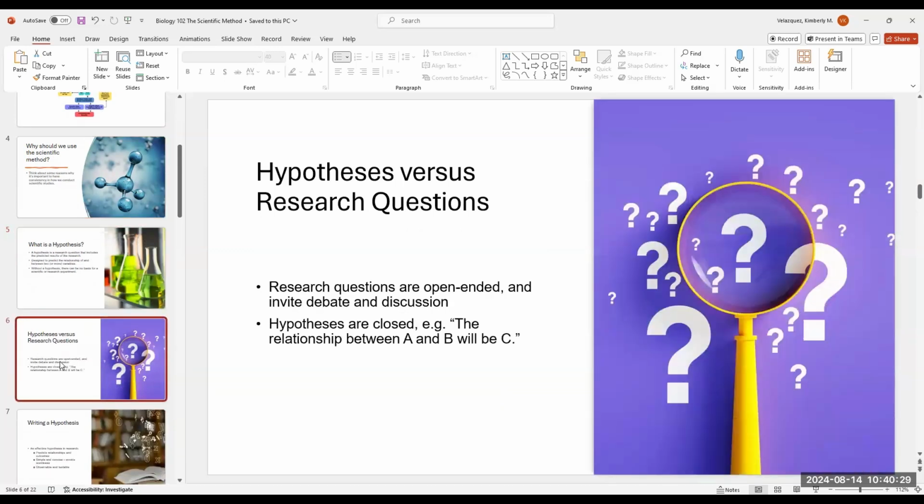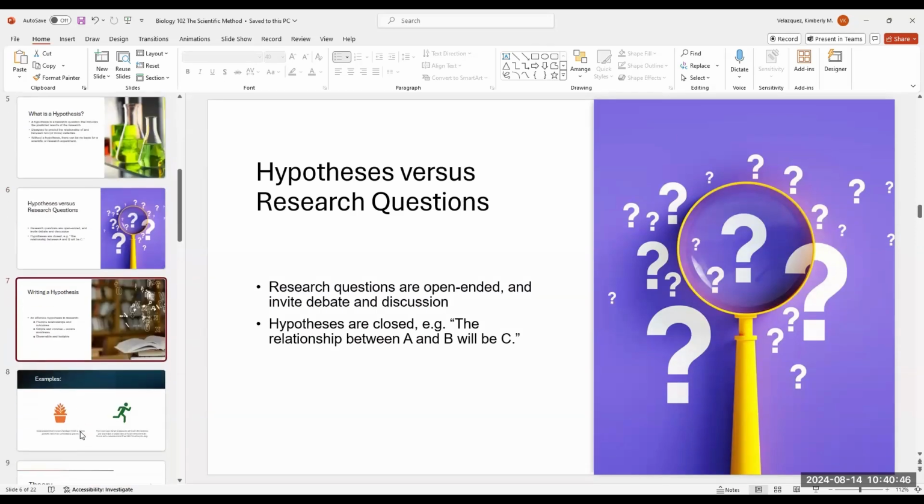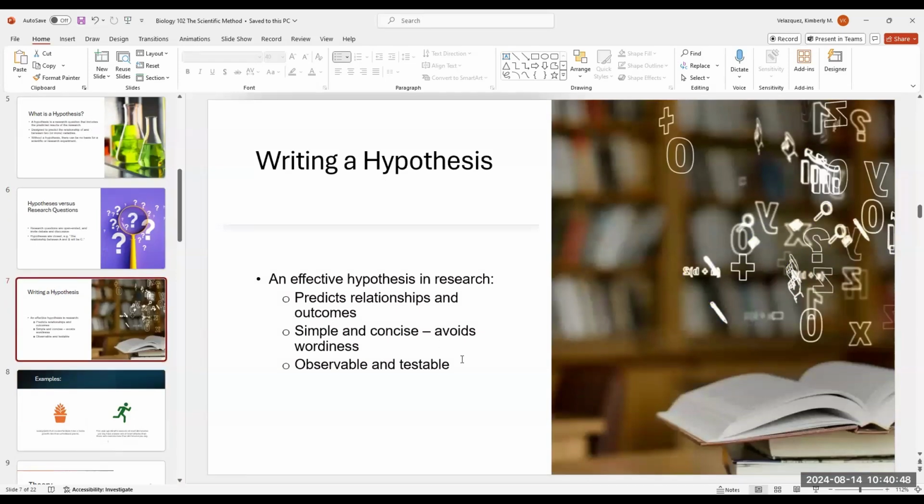I mentioned a research question a second ago. And a research question is really open-ended, whereas again, a hypothesis is going to go ahead and predict the relationship. So that's the difference between a research question and a hypothesis. A hypothesis is a very precise and succinct wording of that prediction. It doesn't ramble for multiple sentences or paragraphs. So it's really important that when you write your hypothesis, you do it in a very concise way.